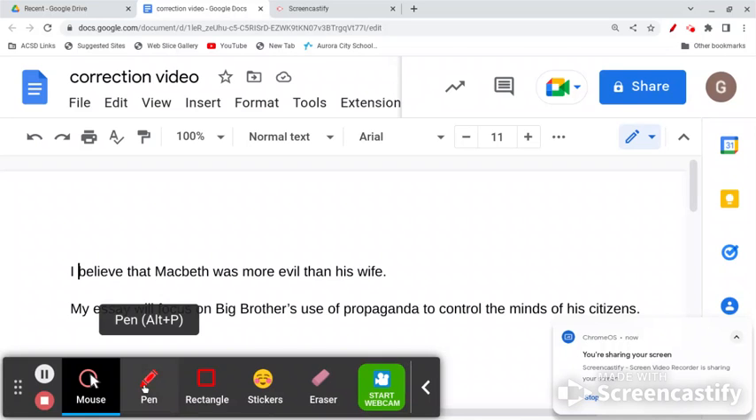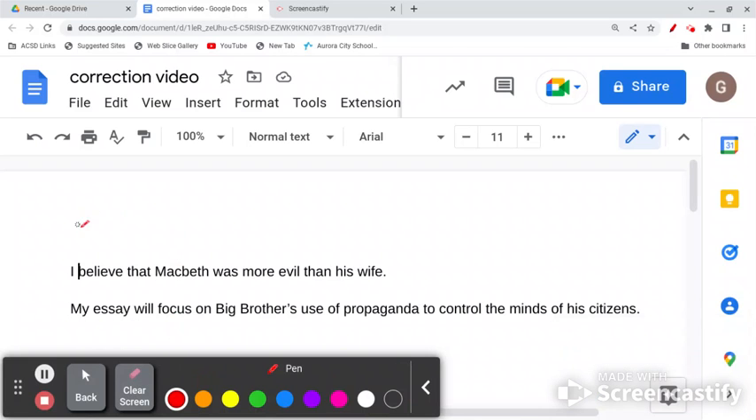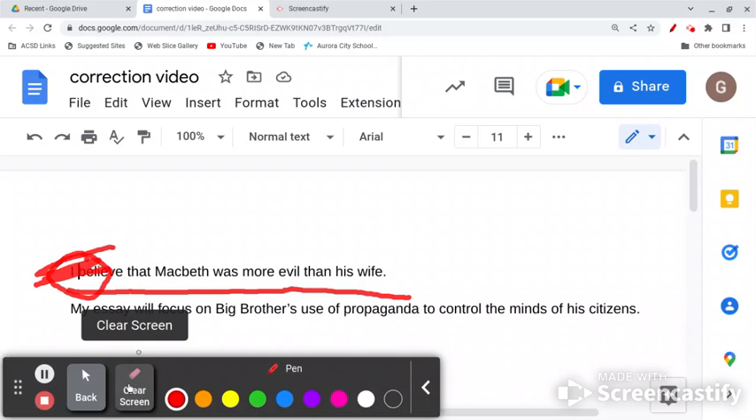One thing you don't want to do is use personal pronouns in formal writing. For instance, take a look at this one. I believe that Macbeth was more evil than his wife. You don't want to use that I. All right, you want to get rid of that and rewrite this sentence.